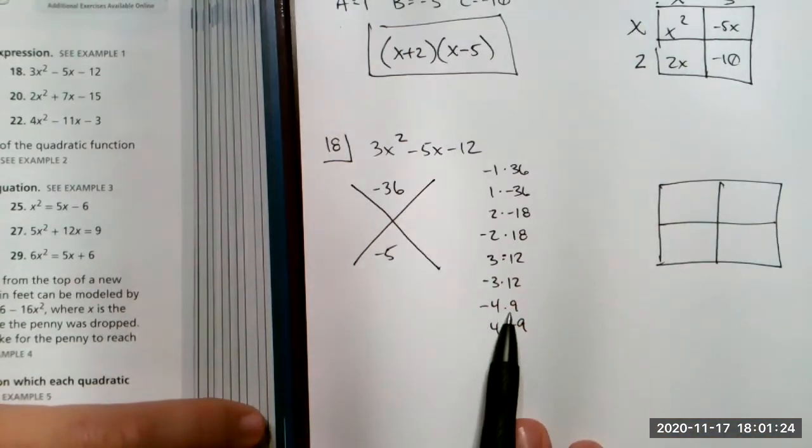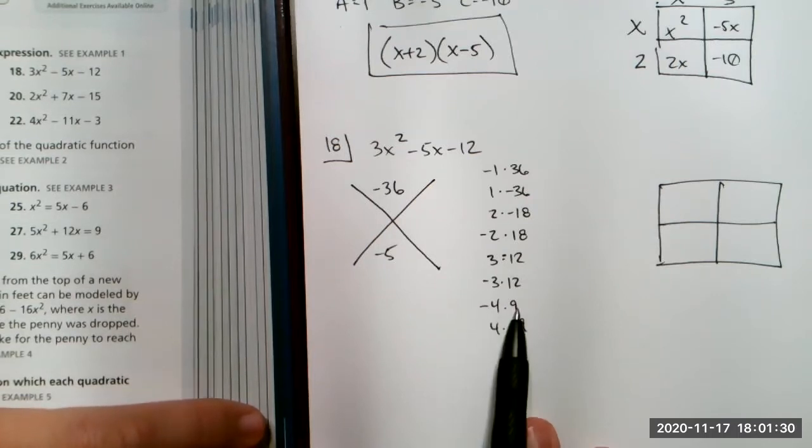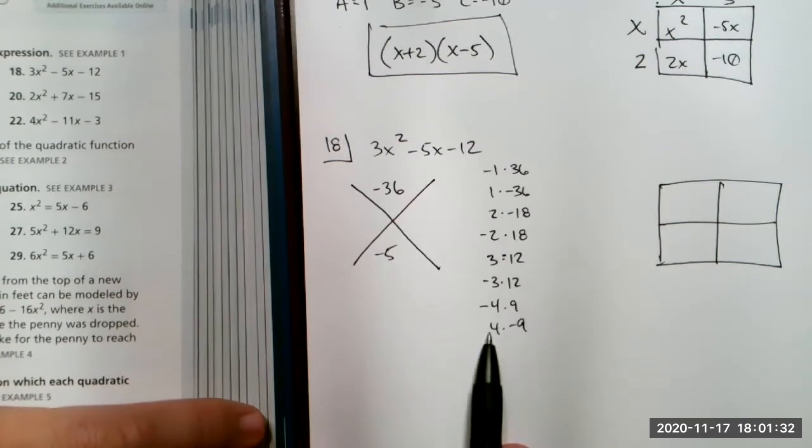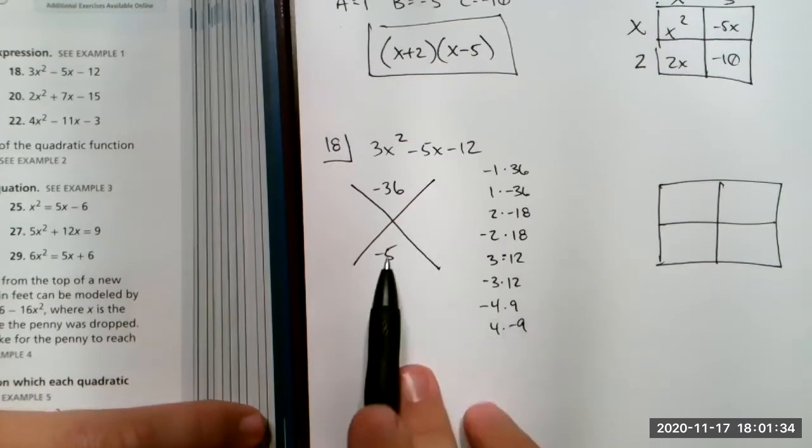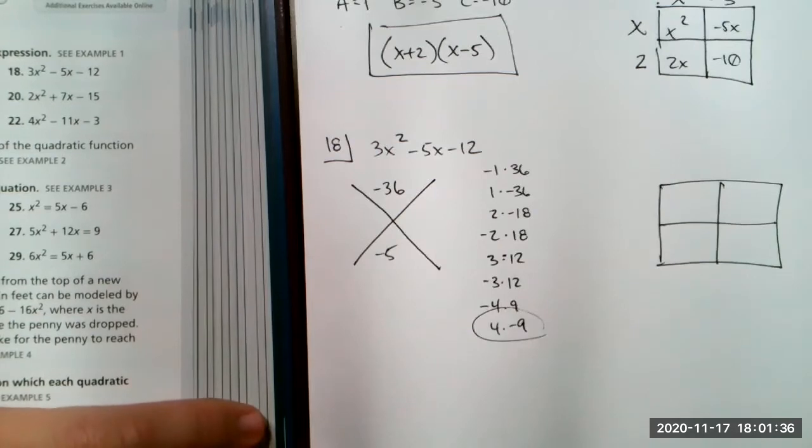I think I'm in the right spot here. I think 4 and 9 are my right numbers. I just got to figure out the negative. So -4 plus 9 is +5. So 4 and -9, when I add those together, that's -5.